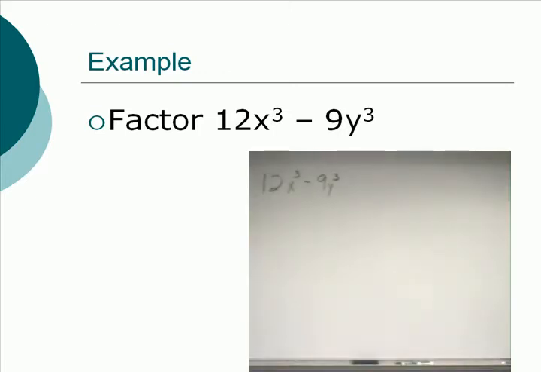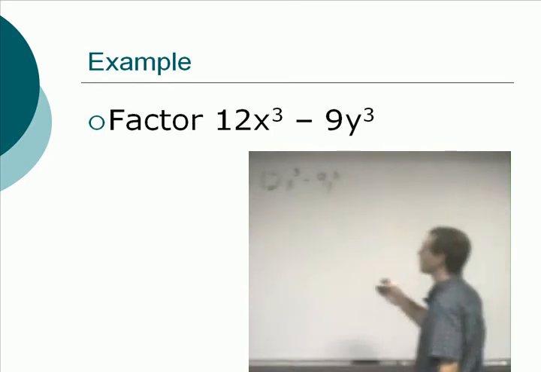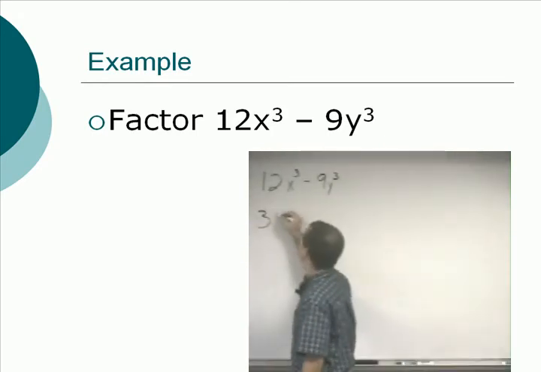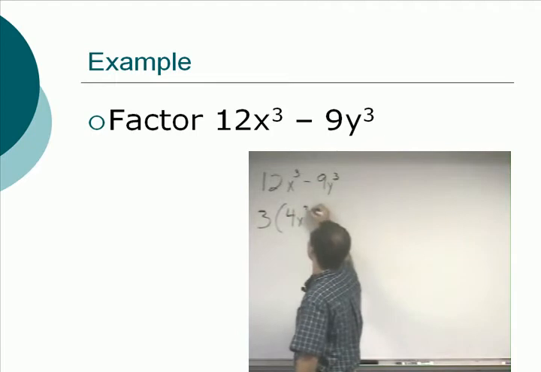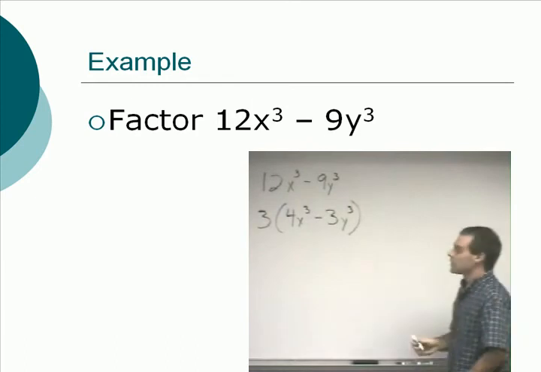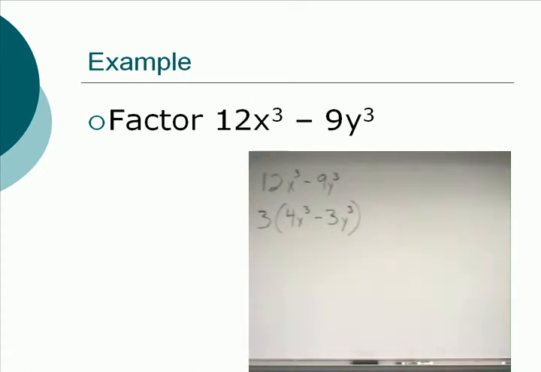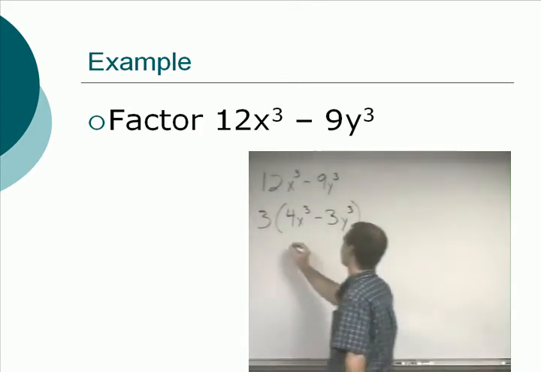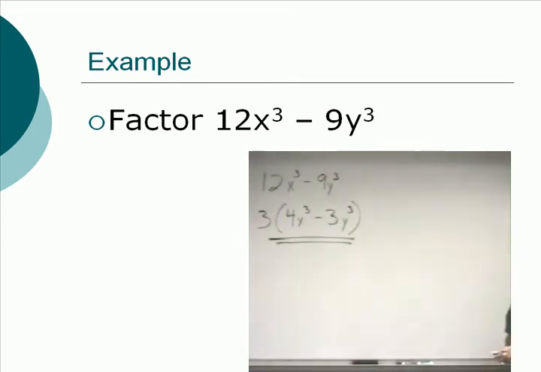First thing, GCF. What can you factor out of both? 3. And so we're left with 3 times 4x cubed minus 3y cubed. Good. Now what? What's that? That's it. You're done. It's the end of the line. To prove it, I'll put 2 lines underneath it. There, see? You're done.